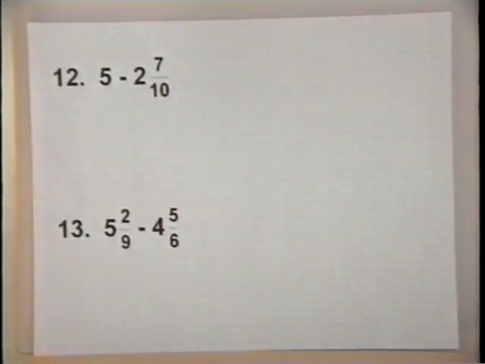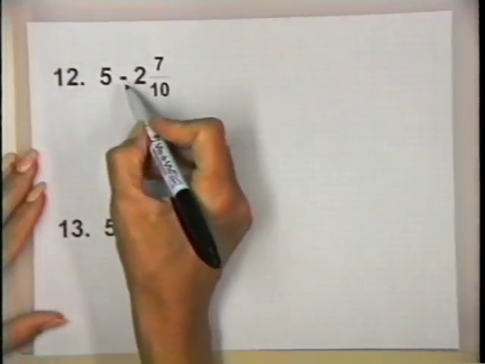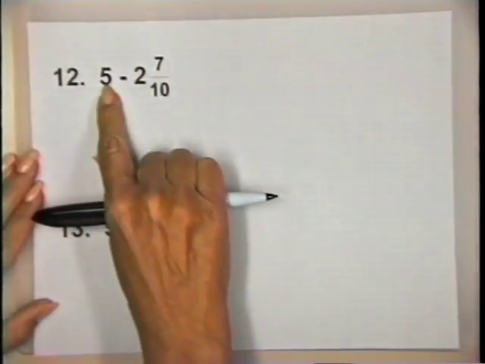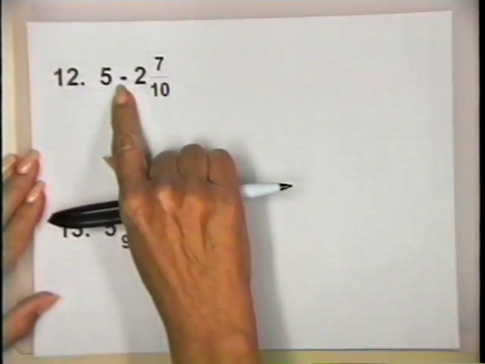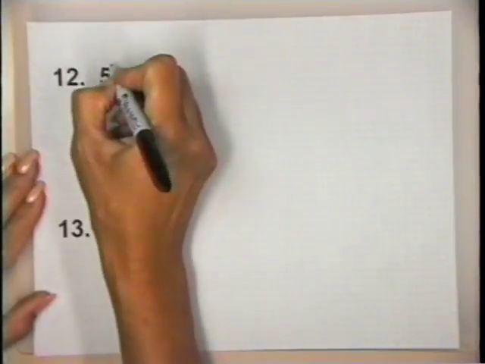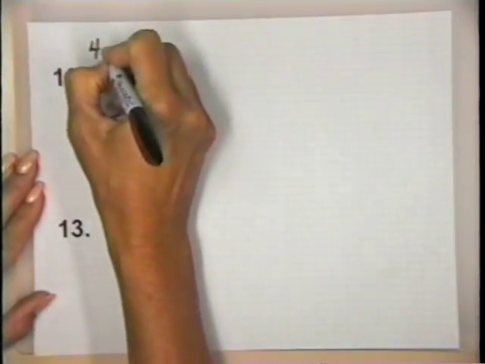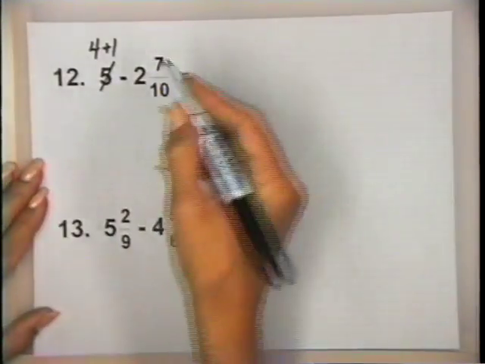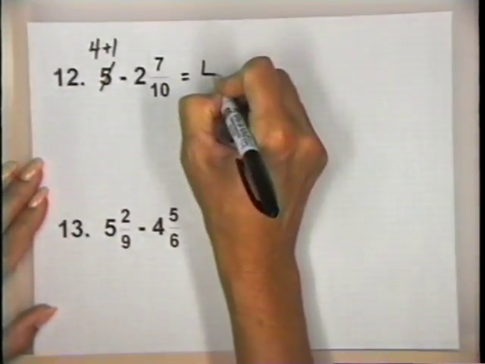For problem number 12, the indicated operation is subtraction. We have the whole number 5. We are subtracting the mixed number 2 7/10. The whole number 5 does not have a fractional part, so we will need to rewrite it as 4 plus 1. We want to borrow 1 from that 5. We'll write that 5 as 4.